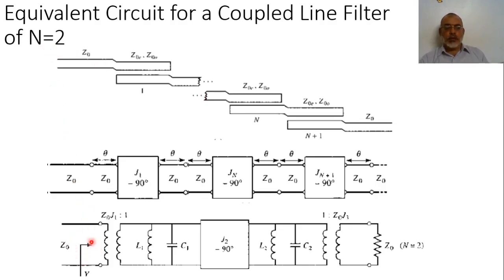Now it is required to determine the input admittance at the input port. This can be obtained by the admittance of L1 C1 plus the transformed admittance through the inverter J2. At the beginning we obtain the admittance Z0 transformed through this transformer, then it is parallel to the admittance of L2 C2, then all this admittance is transformed through J2, and this would be parallel to the admittance L1 C1. All of this will be transformed through the transformer 1 to Z0 J1.